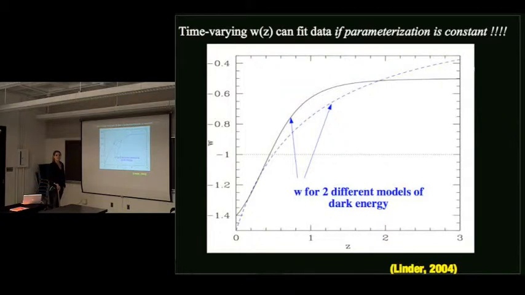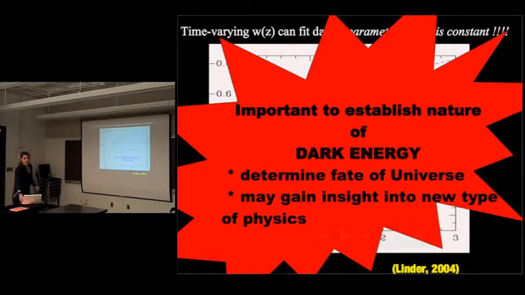Sure. Okay. So this just shows how imperative it is that if you're going to try and determine the nature of dark energy, you have to allow for the possibility that it could have time-dependent properties. Why do we care? Well, it's one of the biggest problems in cosmology. It's incredibly important. If we're able to determine its nature, it means we can make predictions about the possible fate of the universe. And what's more exciting is that it may actually be giving us insight into a new type of physics.